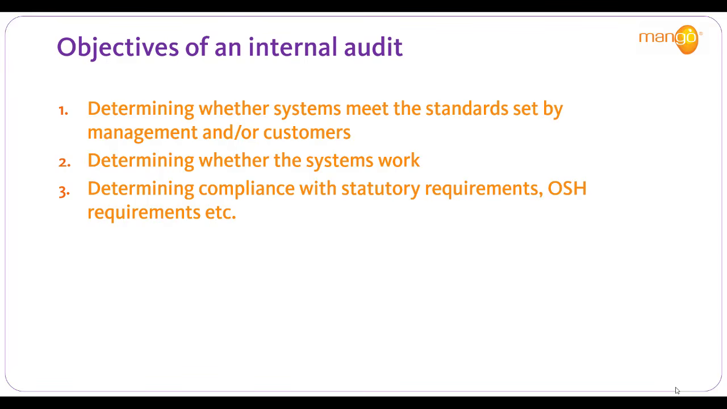The third objective really is to determine compliance with statutory requirements or OSH requirements. So there could be some statutory or legal requirements, maybe Health and Safety at Work Acts, depending on your industry, maybe some ISO 45001, which is safety standards, or 9001 quality standards, or ISO 14001, which is environmental standards. There's a whole suite of different standards and legislation that needs to be met. So you need to work out, when you're creating your internal audit, what's the objective of doing that internal audit.